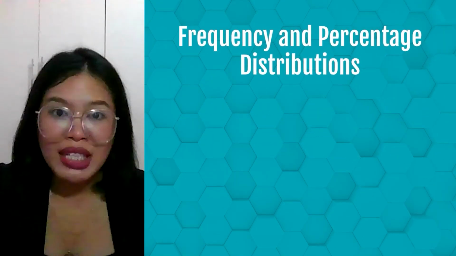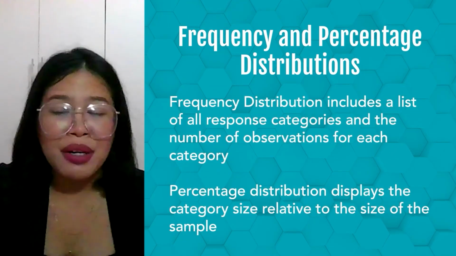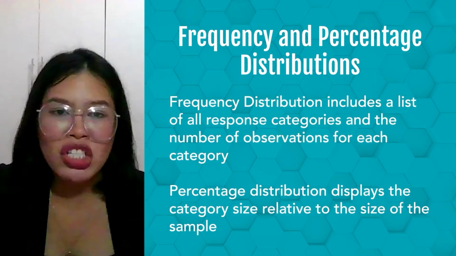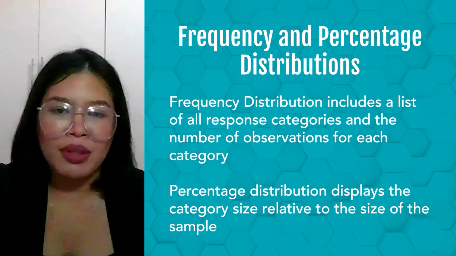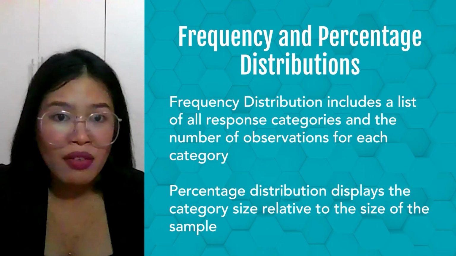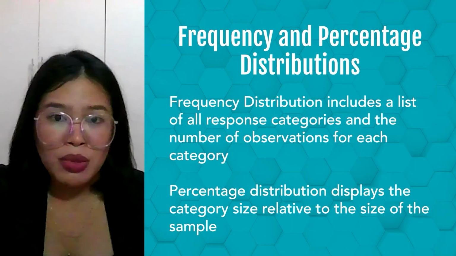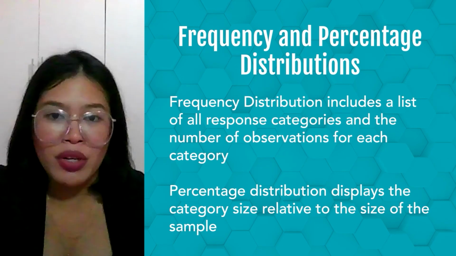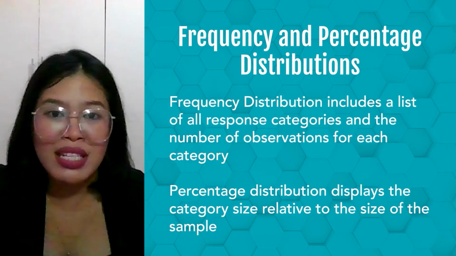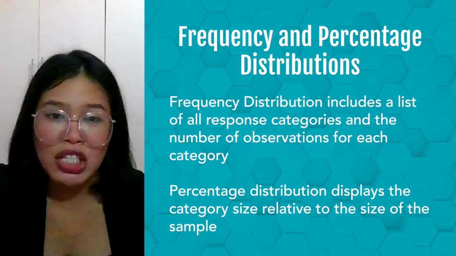Frequency distribution includes a list of all response categories and the number of observations for each category. For example, how many COVID cases are aged 60 and above or 20 and below? While percentage distribution displays the category size relative to the size of the sample. So like how much of the total COVID cases are senior citizens?